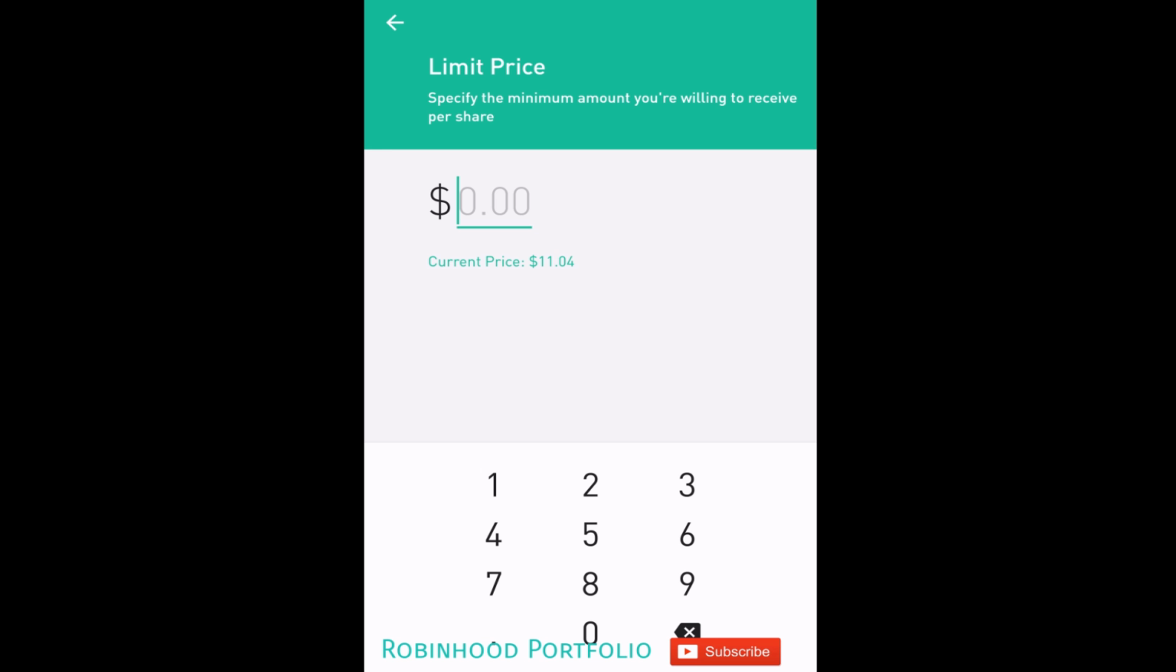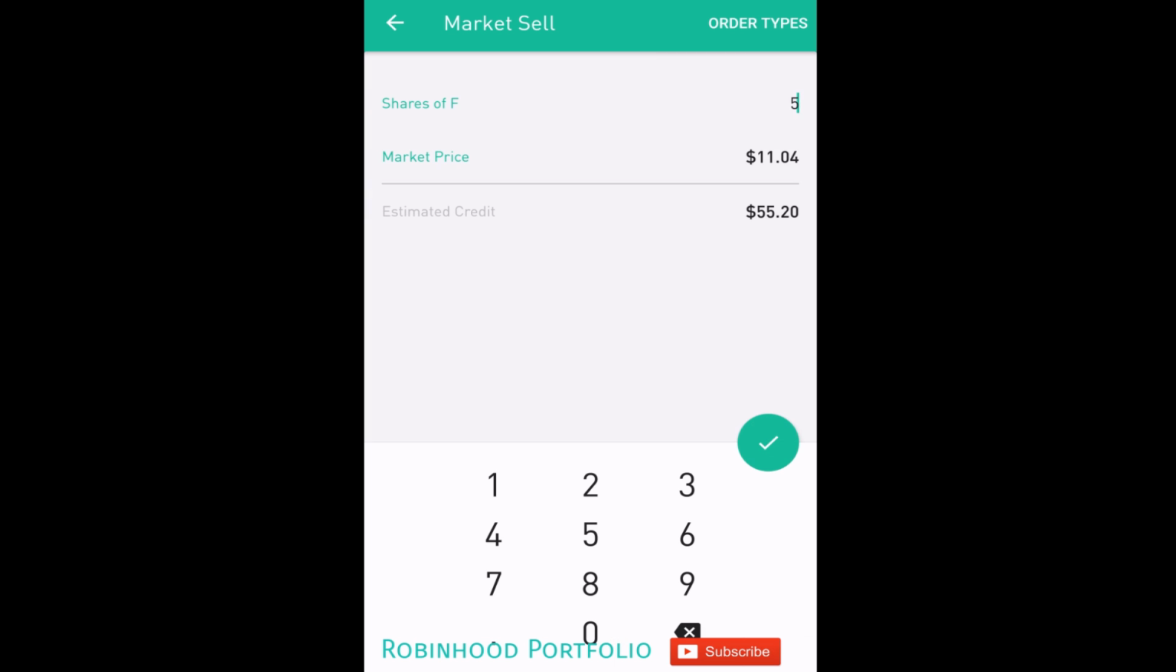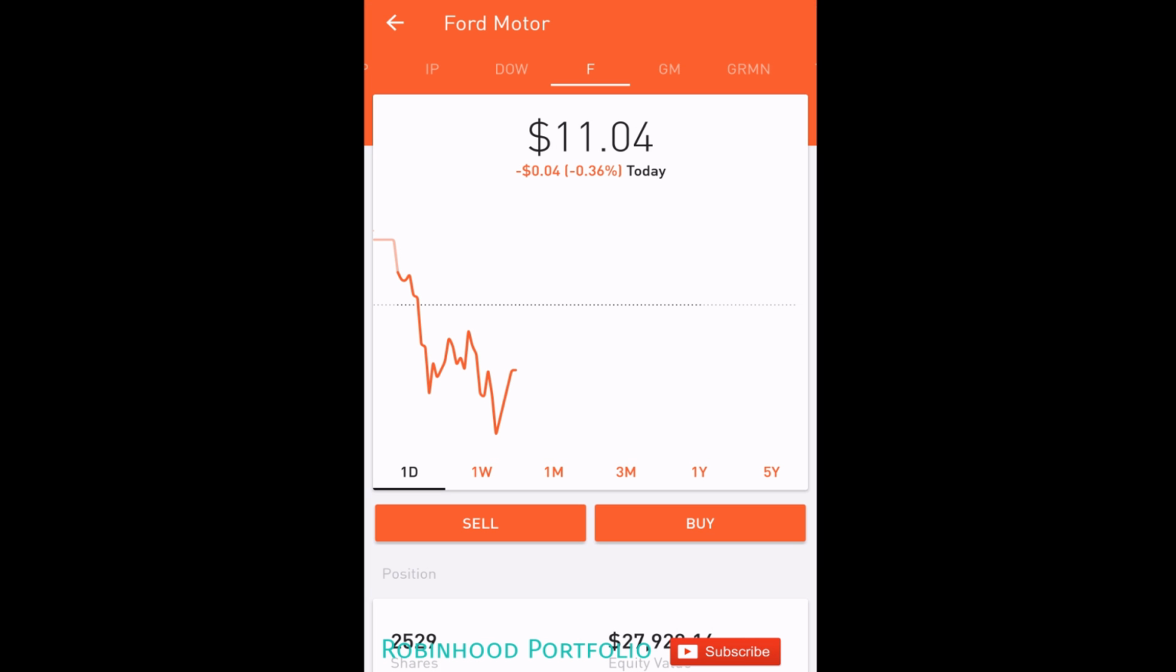But if I click on the right there, order types, put a limit in, and then I put whatever the limit price is, I would be guaranteed to get that particular price. So you always want to be putting in those limit buy and limit sell orders when you're trading here on Robinhood. There are pretty good updated prices in Robinhood, but there can be some lag. So you always want to be putting in limit orders. You just want to get in that habit.